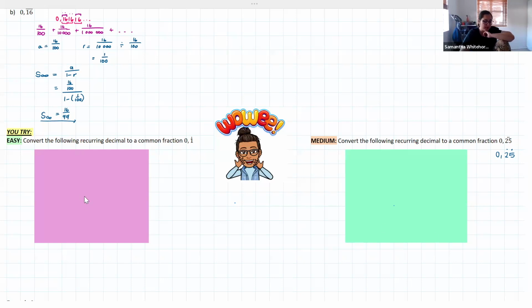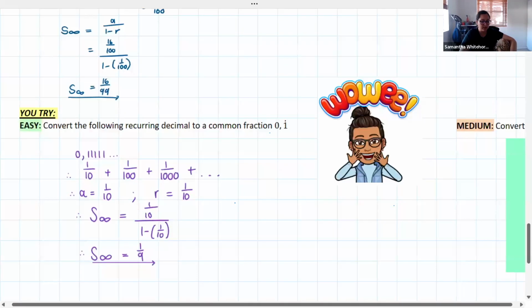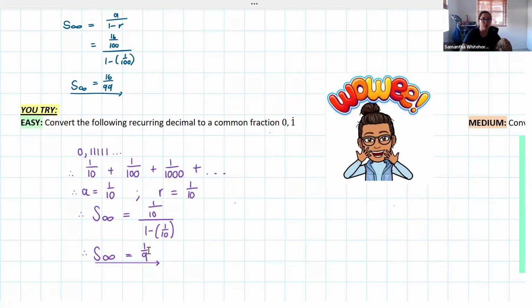Okay, so for the first one, it was 0.1. So what we needed to realize there is that it's only one decimal or one number being repeated. And so we just go up in tens. So tenths, hundredths, thousands, etc., etc. Our R value then was a tenth. And so when we substitute into our formula, we get 1/9. And again, you're told put it into your calculator. Make sure you do get 0.1111 recurring.